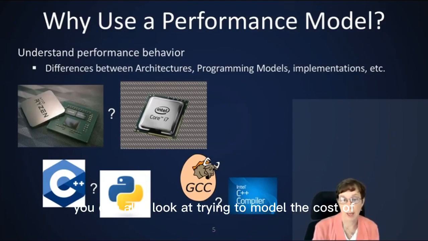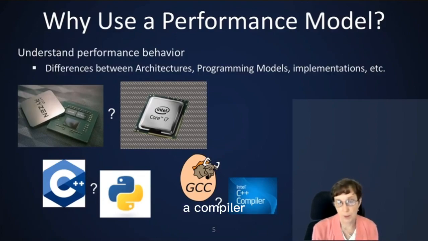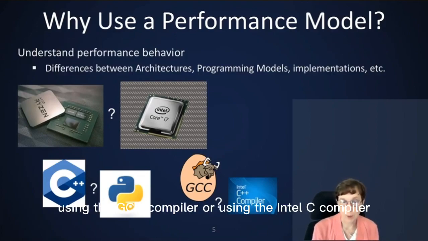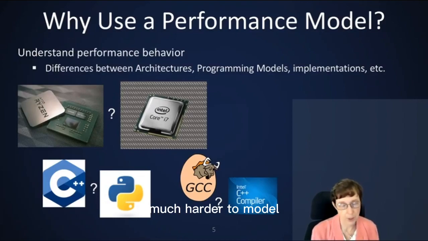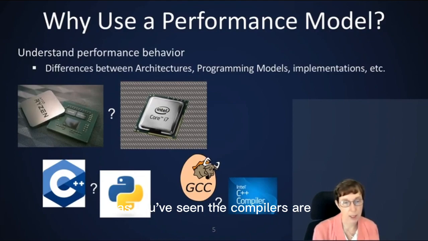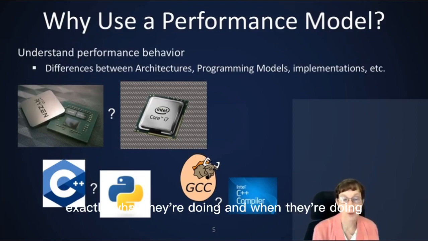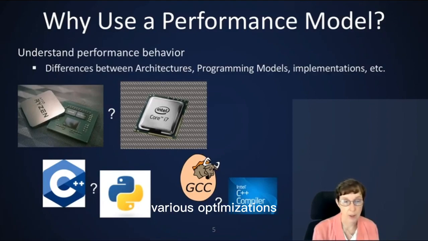You can also look at trying to model the cost of a compiler, the difference between using the GCC compiler or using the Intel C++ compiler. Much harder to model. As you've seen, the compilers can be very mysterious in exactly what they're doing and when they're doing various optimizations.